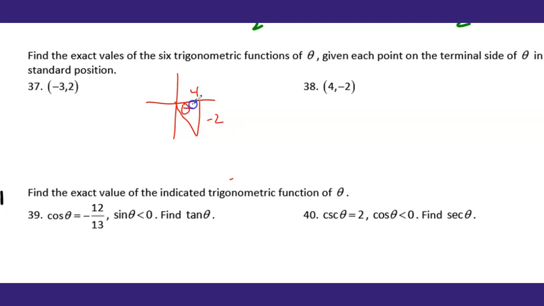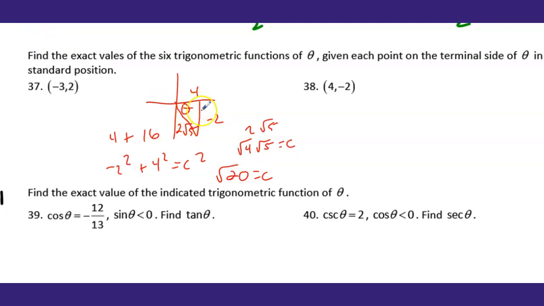Alright? So now Pythagorean Theorem, negative 2 squared plus 4 squared equals c squared. That right there is 4 plus 16, that's 20. So c squared equals 20, which we take the square root on both sides. And then we rationalize this. The square root of 20 is the square root of 4 times the square root of 5, which equals 2 square root of 5. So that's the hypotenuse.